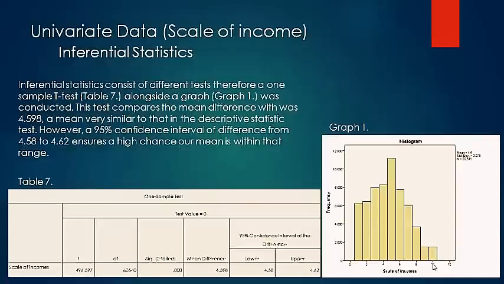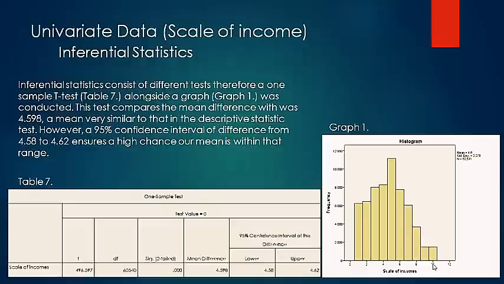The inferential analysis involved a one-sample t-test, Table 7, where the mean is compared, but the mean difference was 4.598, which is rather close to our previous mean given. Nevertheless, a confidence interval was given between 4.58 and 4.62, which gave a 95% confidence in our mean and/or data.